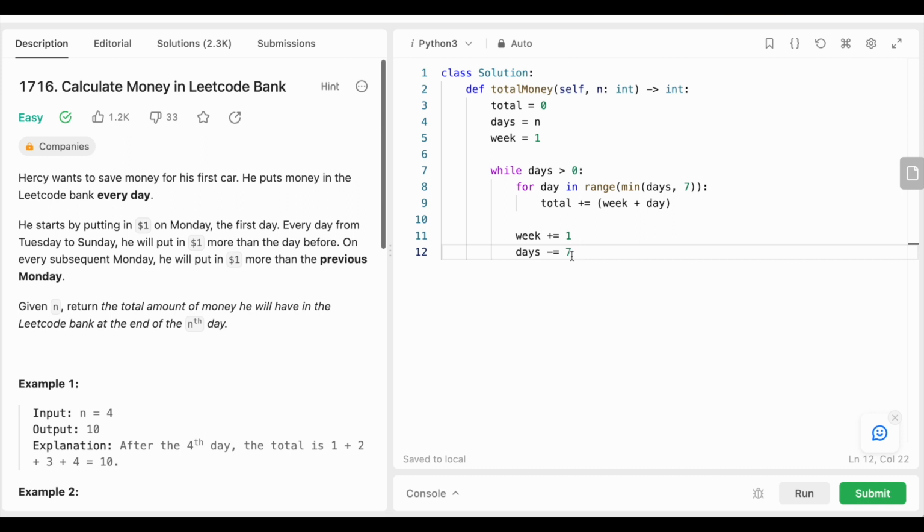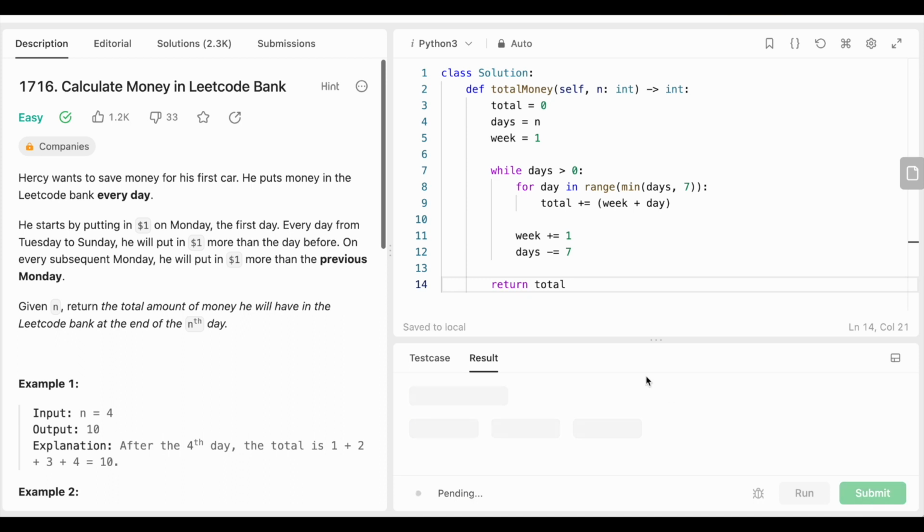So a full week is 7. And in case this week has less than 7 days, that's okay, because days will no longer be greater than 0, and we will exit out of the while loop anyways. And at the end, we return total and submit.